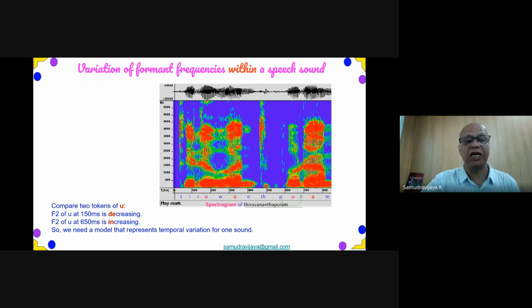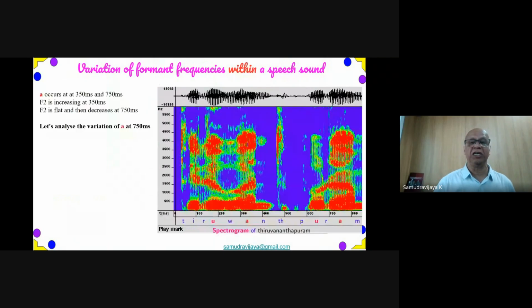Now let us concentrate on the second formant of the vowel U. Here the second formant is decreasing. So I'll just highlight that. Whereas the same vowel U spoken by the same person, in the word Puram, has the second formant frequency increasing. Here it is increasing, whereas here it is decreasing. So the same vowel in different sound contexts can either increase or decrease.